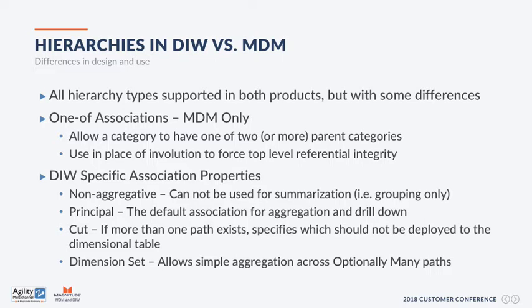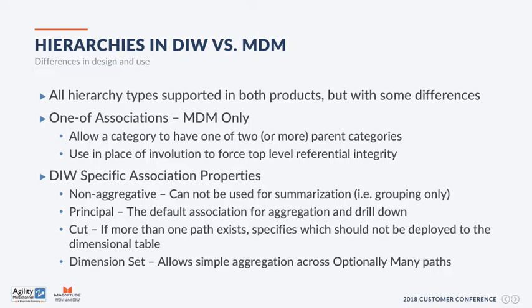There are also some DIW-specific association properties. These mainly exist because in DIW we're rolling up facts, and so there are some special cases that we need to deal with in the aggregation of fact data. So simplest is non-aggregative, which simply says that that association path cannot be used for summarization. We will not summarize across it. We will use it for grouping only. Principal path: when I'm drilling down through categories, what is going to be my default drill down path? And if I'm aggregating data, if I don't specify a roll-up path, what is the default roll-up path?